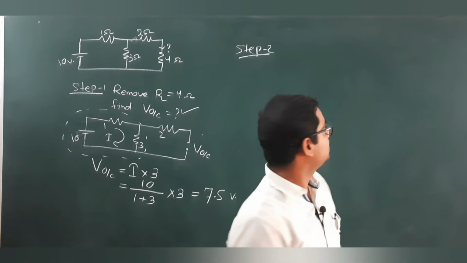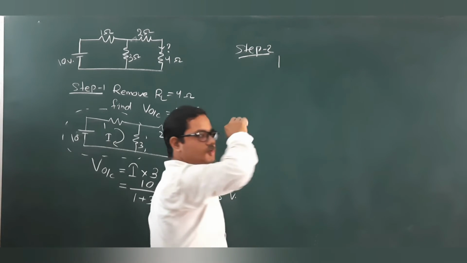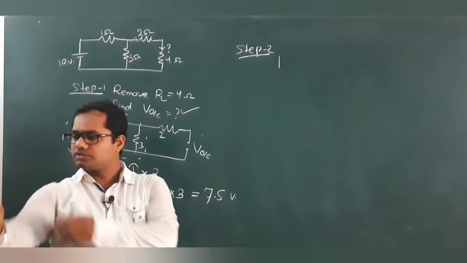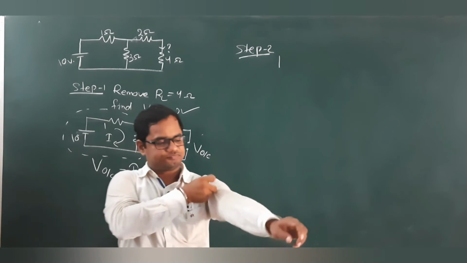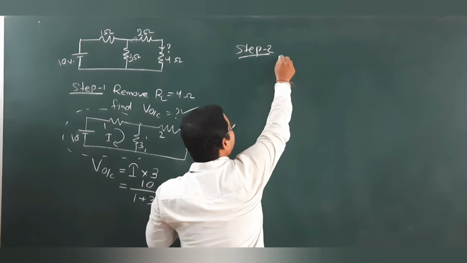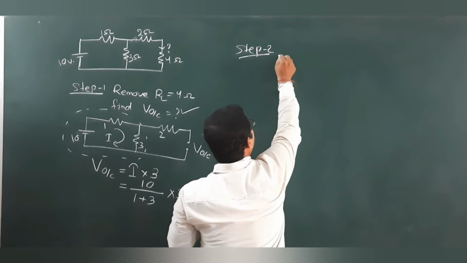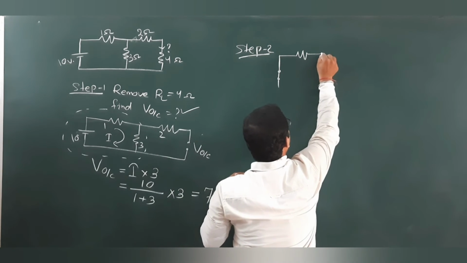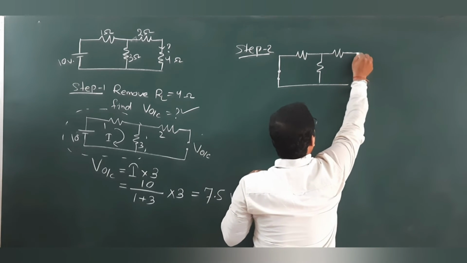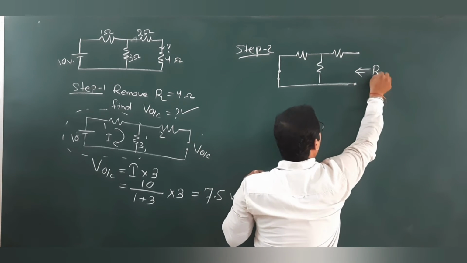So what is the equivalent resistance? For finding the equivalent resistance, two assumptions are there: your voltage source must be short circuited and current source must be open circuited. So here your voltage source is there, so it will be short circuited. This is the short circuit, this is a resistance, another resistance, this is the third resistance, and the load terminal will be open, and here we have to find out your RTH value.